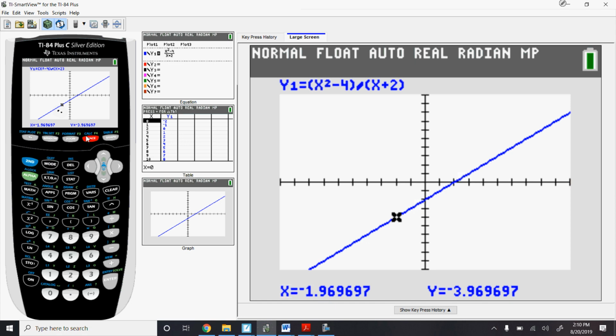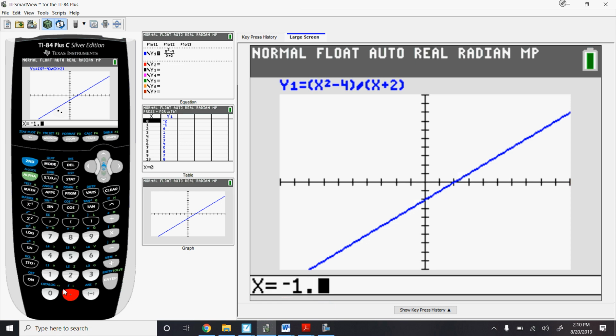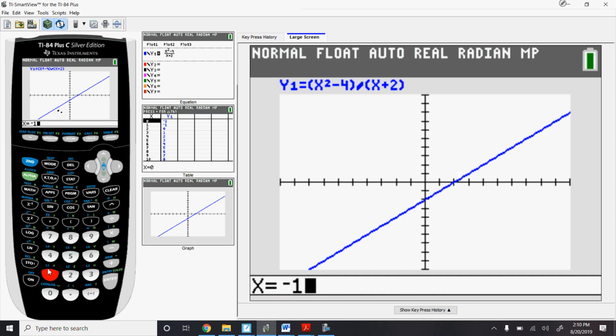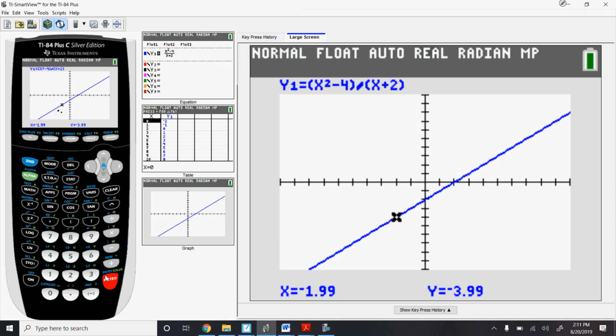Let's trace -1.9. When I trace that, I see my y value comes out to -3.9. Well, I can get even closer than that. And again, because I'm using a number slightly bigger than -2, I'm approaching from the right side.